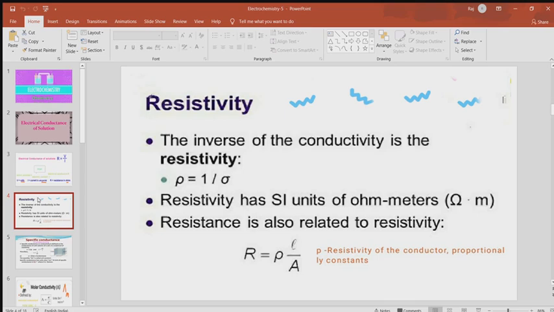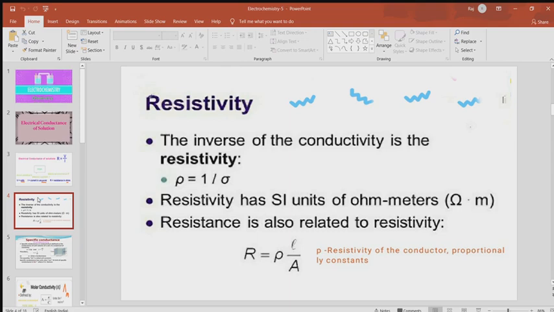The next topic is resistivity, which is denoted by rho. Resistivity is the inverse of the conductivity. The inverse of the conductivity is called resistivity.